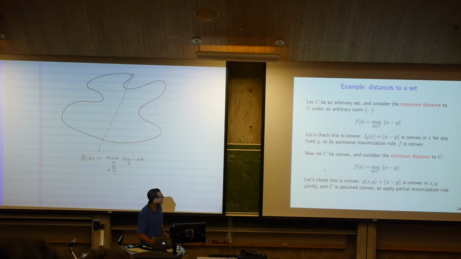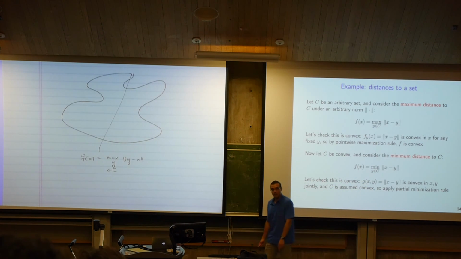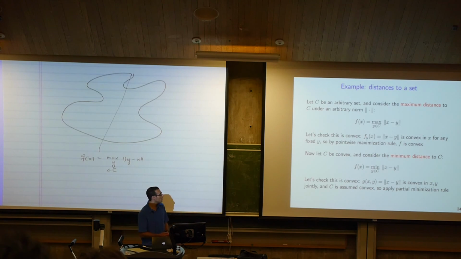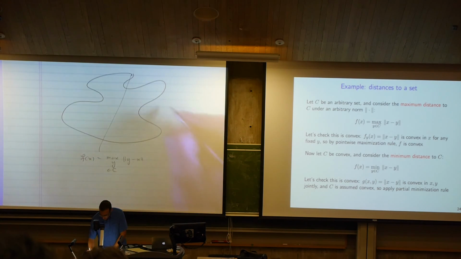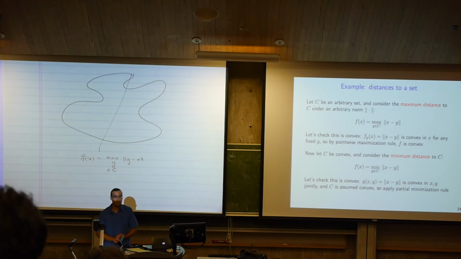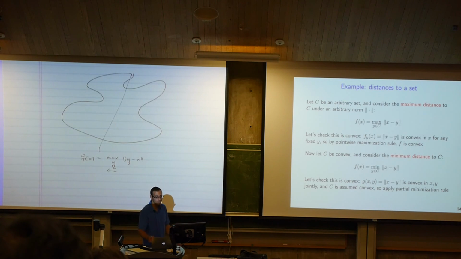Now, suppose this set was convex, and let's consider the minimum distance. This is the distance between x and its projection onto C. That's only convex if we assume that C is convex. Otherwise, we can't say anything about it. Essentially the same logic will follow; we just use the partial minimization rule. But if I look at the closest point to a set, instead of the farthest point, it actually matters whether the original set in question was convex. So that's the difference between those two rules and their implications.